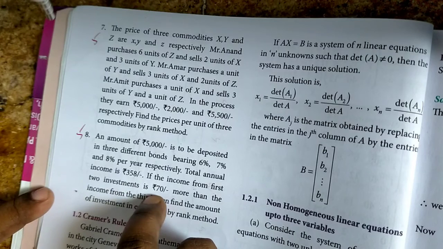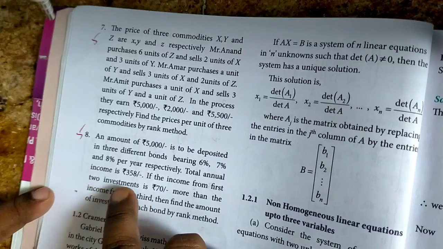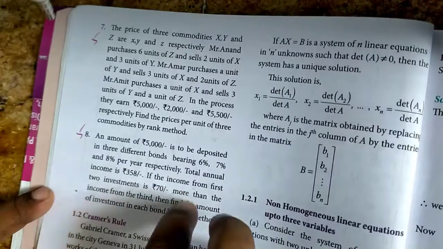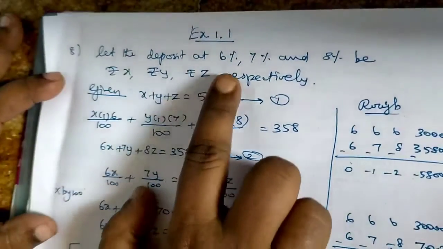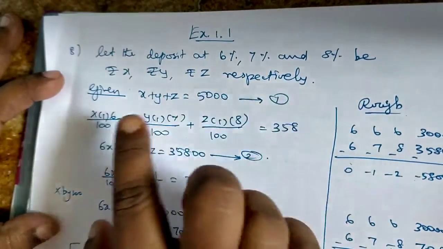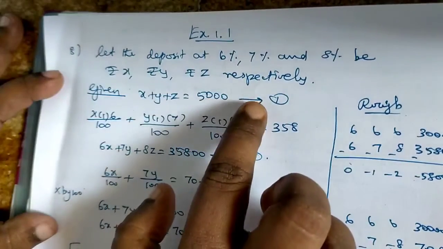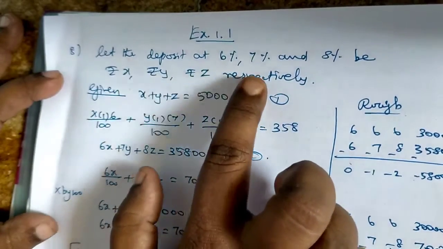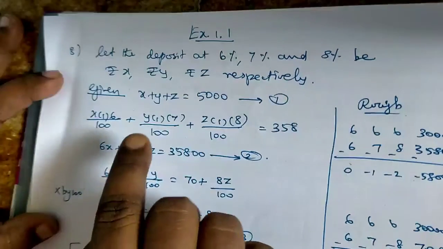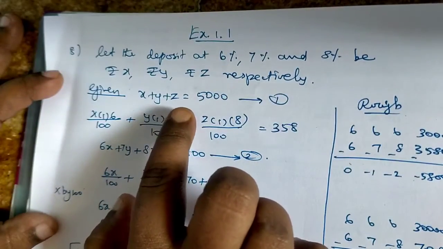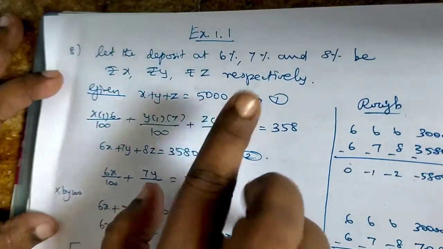And third equation using this 70 plus. Okay? First and second interest is equal to 70 plus the third interest. Okay, let us see the equation now. Let the deposit at 6%, 7% and 8% be rupees x, rupees y, rupees z respectively. Okay? We deposit at the rate of interest, so that amount you should take as x, y, z. So sum of these 3 investments is equal to 5,000, x plus y plus z.